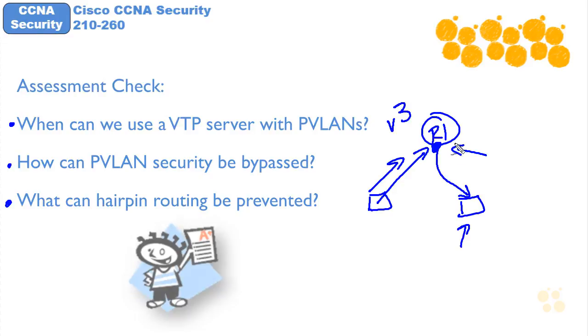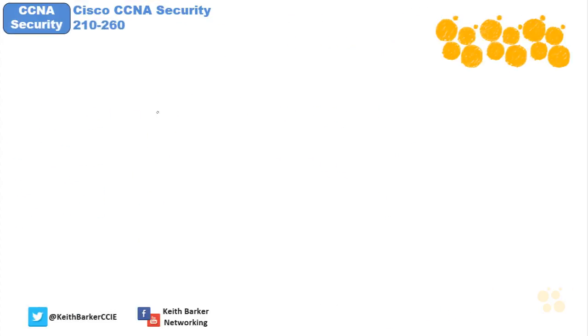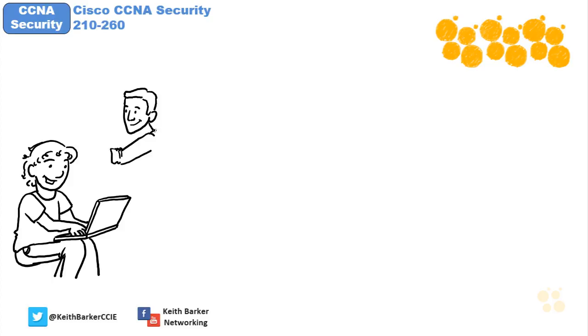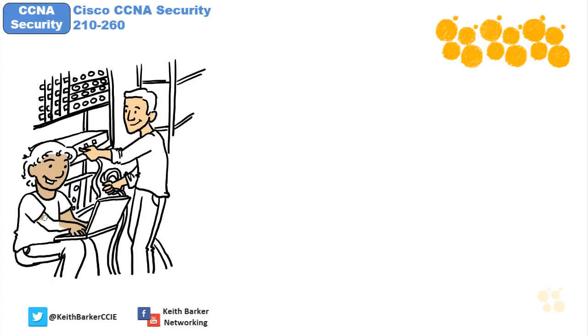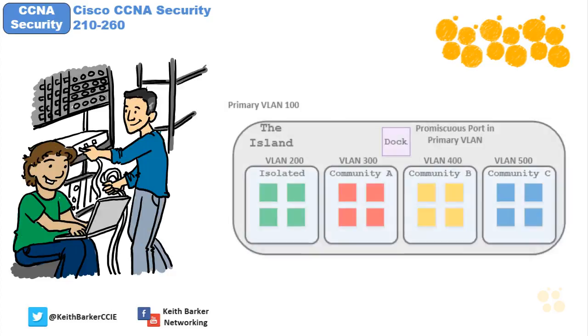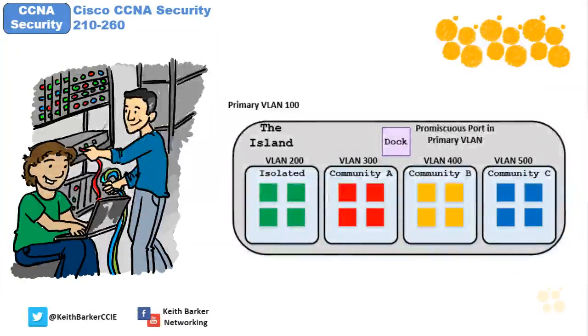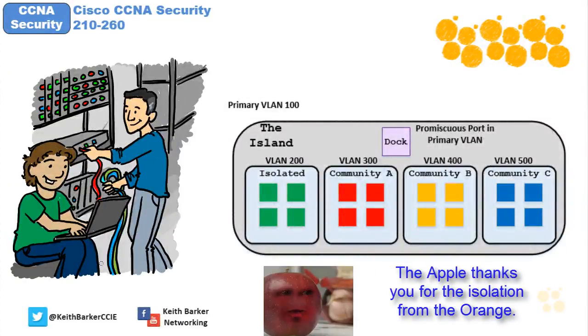How did you do? If you got 3 out of 3, good job, my friend. Way to go. So there's lots of great reasons why we might want to implement private VLANs, including isolating certain devices on the same subnet from being able to communicate with other devices. And in this nugget, you and I have walked through step by step the process of how to implement and verify private VLANs.